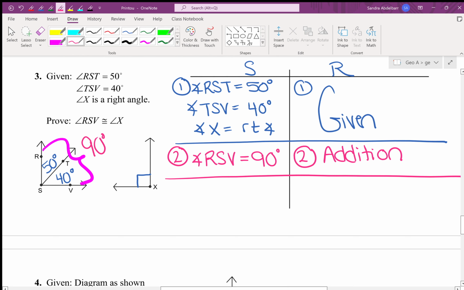Okay, so now let's look at what we want to prove. We want to prove that angle RSV, which in our proof we stated is 90, and angle X are congruent. I'm going to stop and tell you right now, at this point in the proof, I cannot say that they are congruent. At this point right now, I cannot say that they're congruent. Any ideas on why at this point I cannot tell the reader yet that they are congruent?